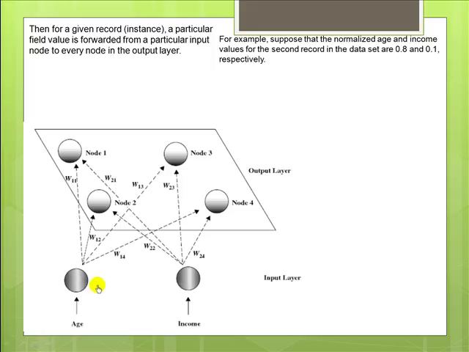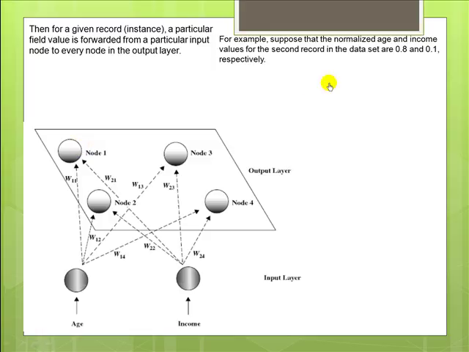So the first person has an age and an income. For a given record, or an instance, in this case a particular person, a particular field value is forwarded. Their age field is forwarded here to all these nodes, and their income is also forwarded to every node in the output layer. It's forwarded, but of course we use these weights. We multiply the age by W12 and then send that here. We multiply the age by W11 and send that here, and so on.